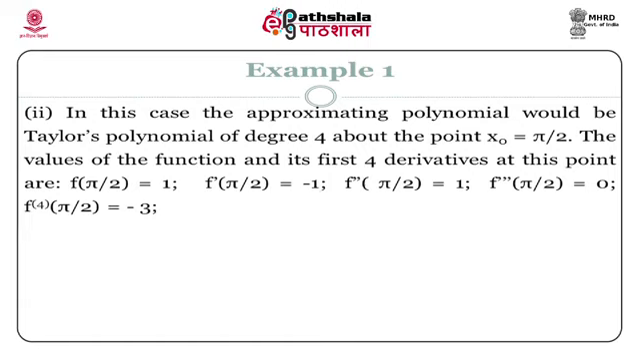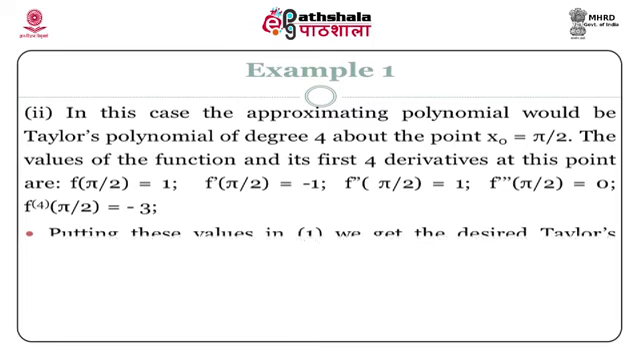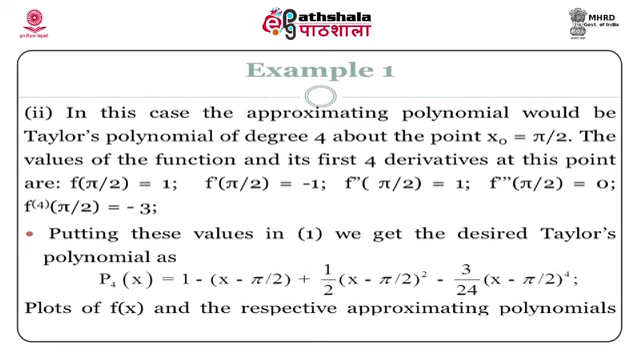Now instead of putting x equal to 0 there, we are putting x equal to pi by 2, and we will get f(pi by 2) equal to 1, f dash(pi by 2) equal to minus 1, f double dash(pi by 2) will be equal to 1, f triple dash(pi by 2) will be equal to 0 and f 4(pi by 2) will be equal to minus 3. You can compute that easily from the formula given for these derivatives in part 1. So, putting these values in 1, we get the desired Taylor's polynomial p_4(x) equal to this.